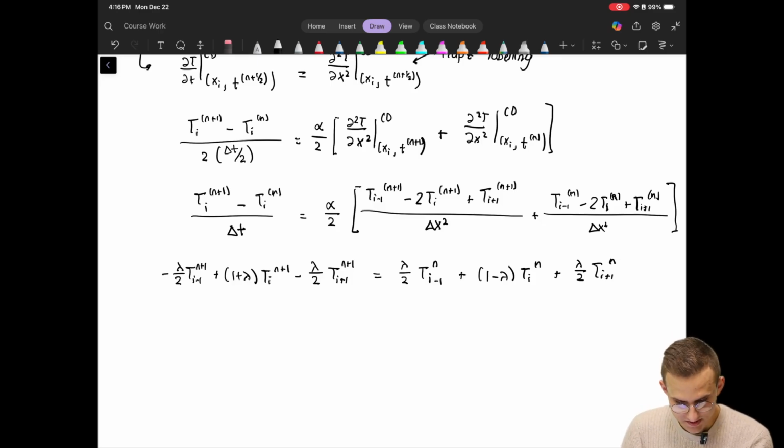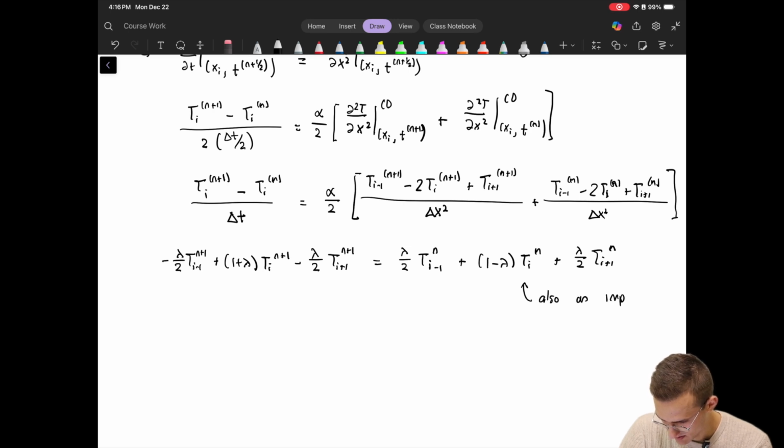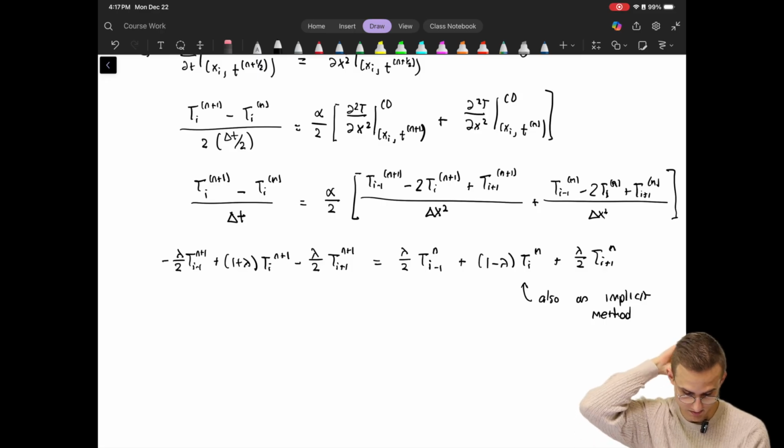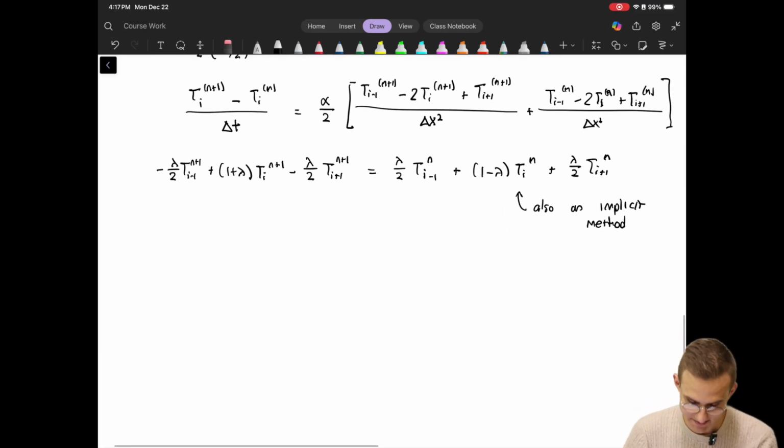Okay, so what do we have here? Well, what we have is two tridiagonal systems on both sides, right? So it's also implicit. We can see from here that we're having to do some sort of matrix solve. Not everything at the next time step is written in terms of things at just the previous time step, right?